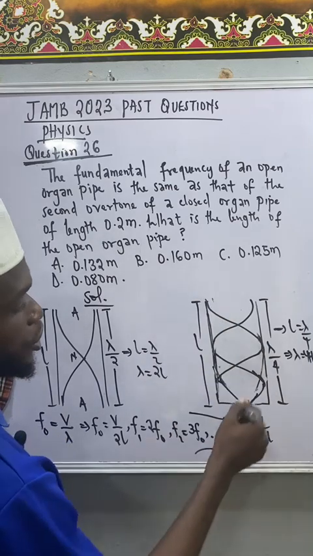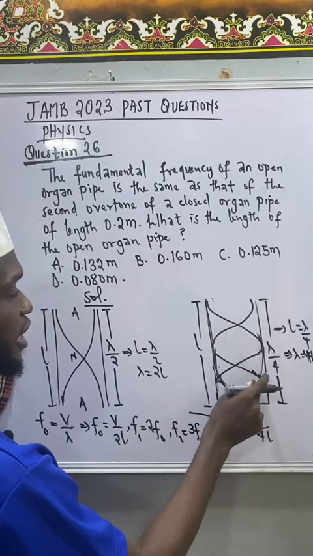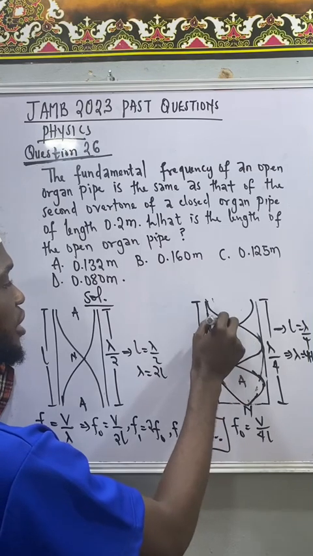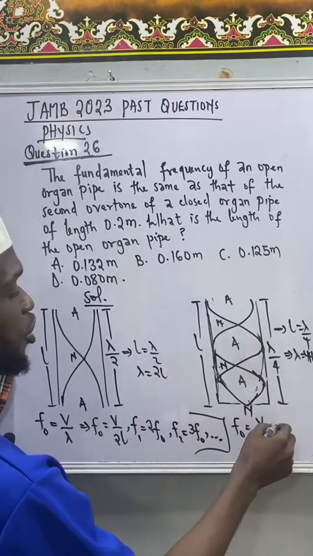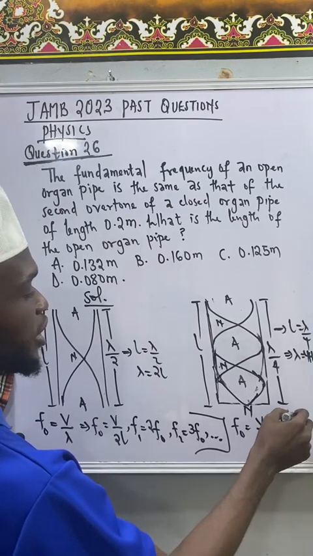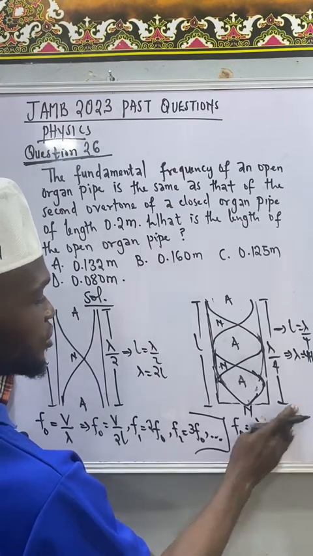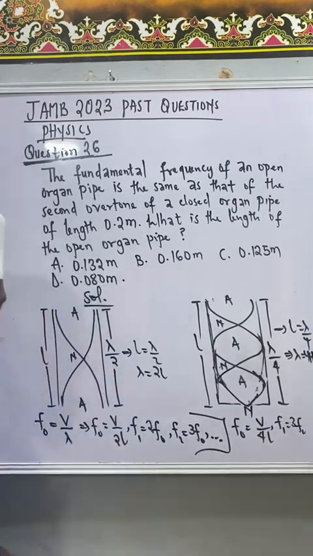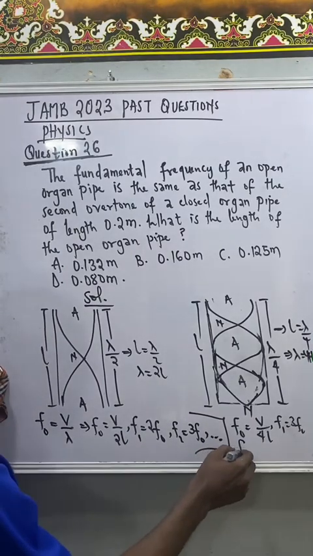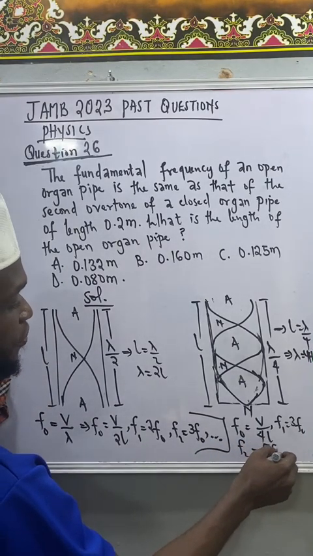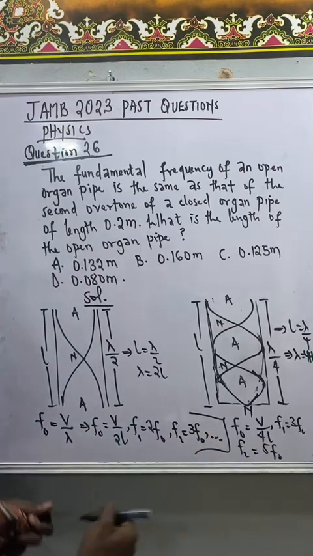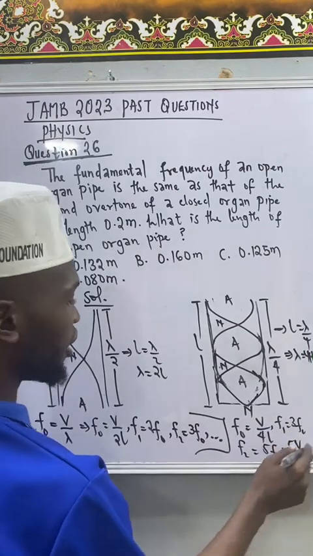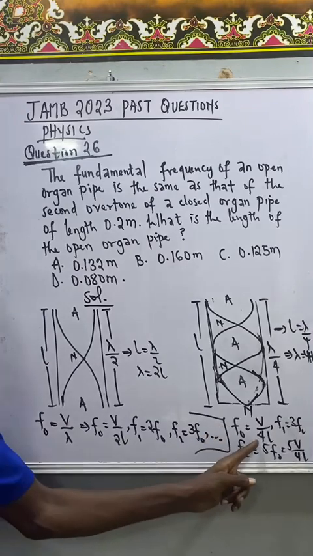So that means I will have a node here, an antinode here, another node here, an antinode here, another node here, and an antinode here. For the first overtone, F1 will be equal to 3F0. Since I said it is the odd multiple, F2 will be equal to 5F0. So that is how it goes. This is the one that I need. That will give me 5V over 4L, according to what we derived from here.